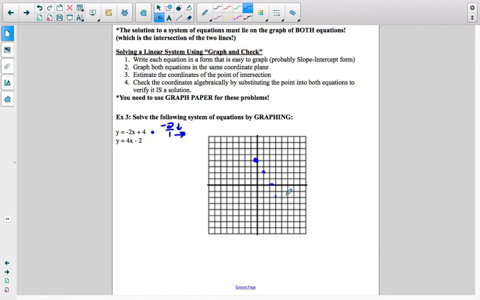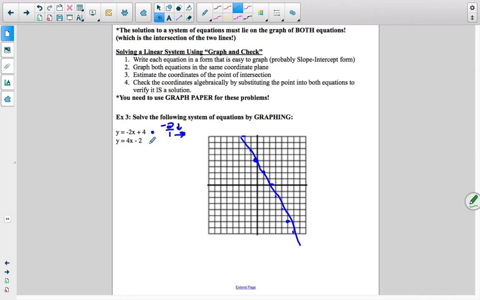Because I want this line to be really accurate, I'm going to put as many points on this graph as I can, and then try to connect them with a straight line. However, I know here I missed, but I know that this is actually where I want to be going through.